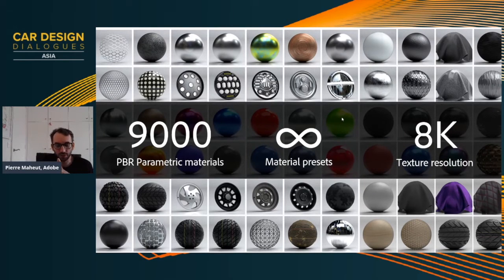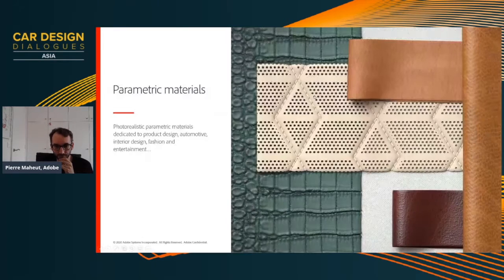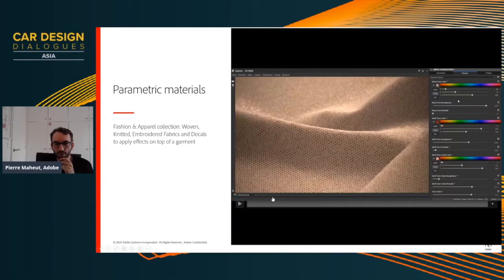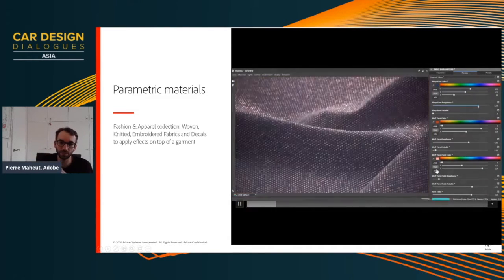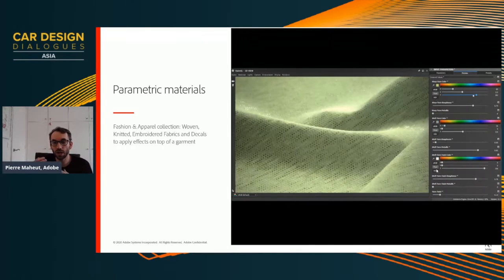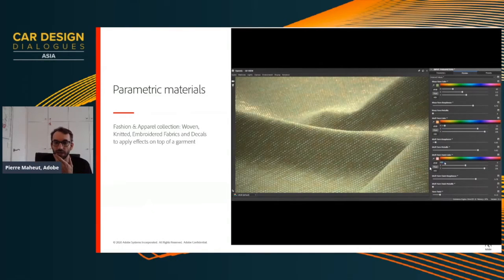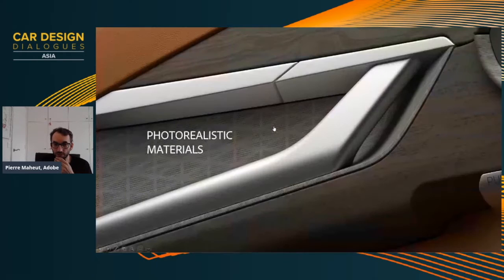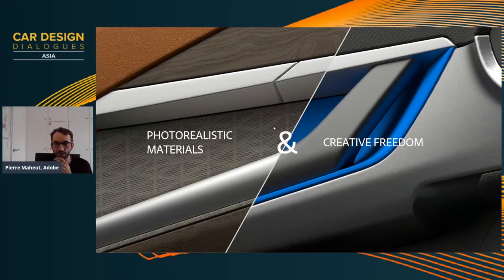So we now have more than 9,000 parametric materials in our library, all made with Substance Designer and/or Substance Alchemist. Those parametric materials allow you to do what I showed with the car paint, but the same way with textile. You can independently change the yarn, the color, and how it has been structured, which allows a very flexible way to interact with your object, so that we are aiming at both photorealism and creativity and freedom.